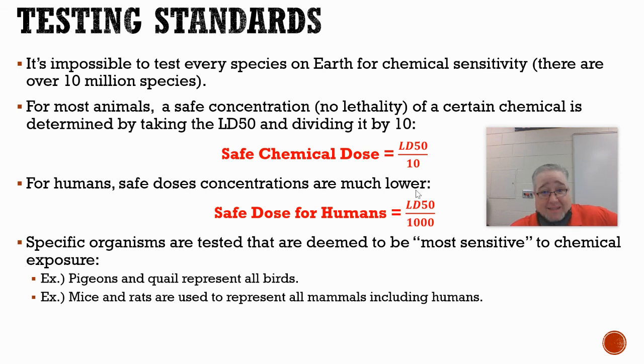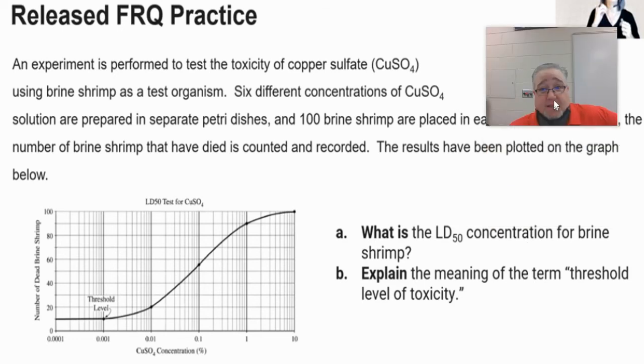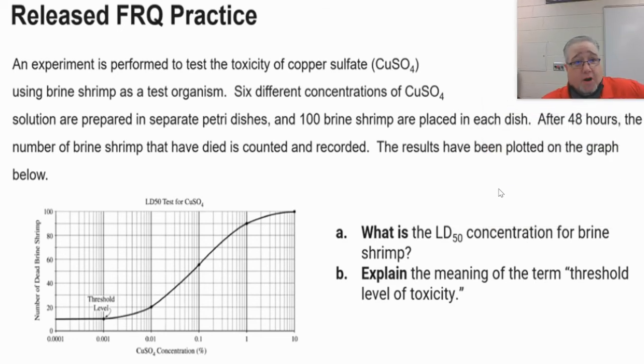All right, so make sure we understand these testing standards. Here's just a sample FRQ. You might see this on a test. It says an experiment is performed to test the toxicity of copper sulfate. It is using brine shrimp as a test organism. So 6 different concentrations of copper sulfate solution are prepared in separate petri dishes, and 100 brine shrimp are placed in each dish. After 48 hours, the number of brine shrimp that have died is counted and recorded. The results have been plotted on the graph below.